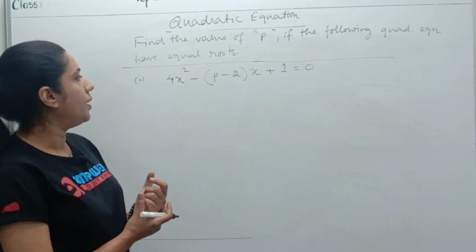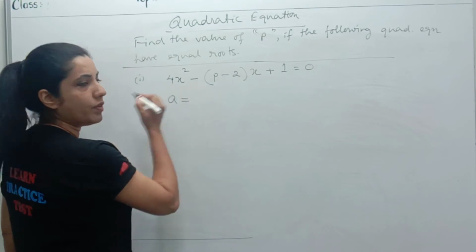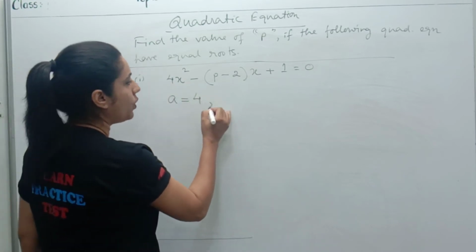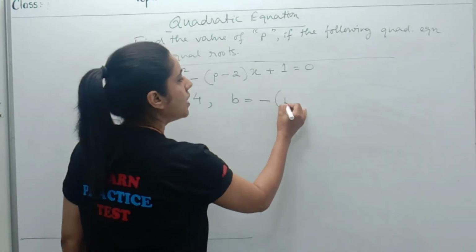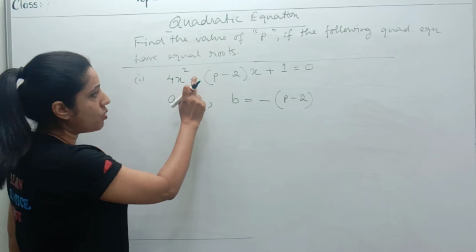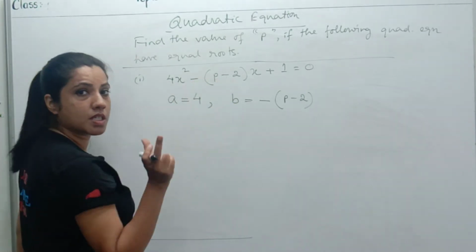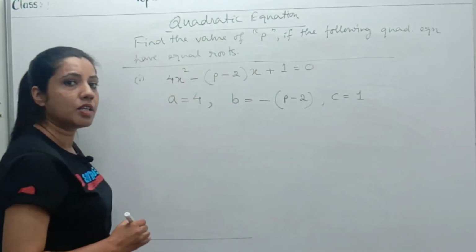So first of all, we'll find out A, B, C here. What is A? Coefficient of x square, that is 4. B, coefficient of x, that is minus p minus 2. Take it properly along with the sign. There is a minus sign, so minus p minus 2 is the coefficient of x. And your C is the constant term, that is 1.